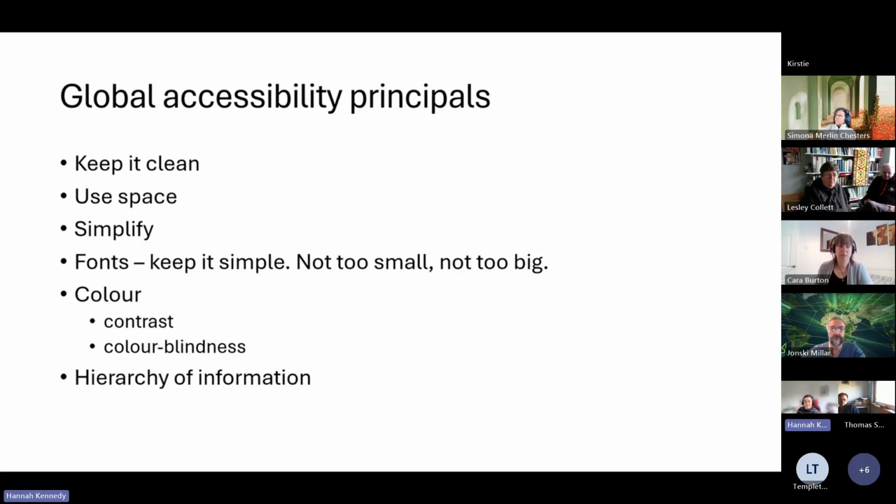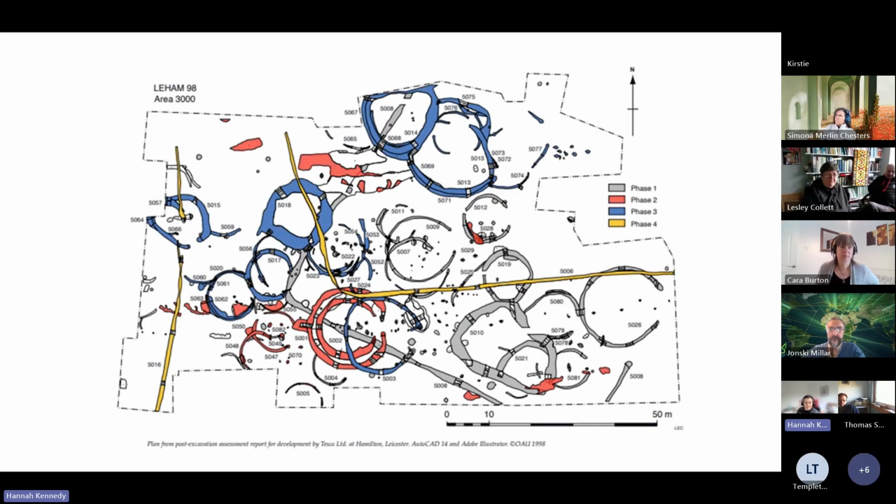And then the other thing I mentioned already with fonts is hierarchy of information. So when you're looking at a site plan, there are things that are really important and there are things that are less important. So you can help the reader to understand what's important with hierarchy of information by making it clear, essentially. So, you know, if it's a group and it's more important and prominent in the discussion, then you can make that a larger or a bolder font.